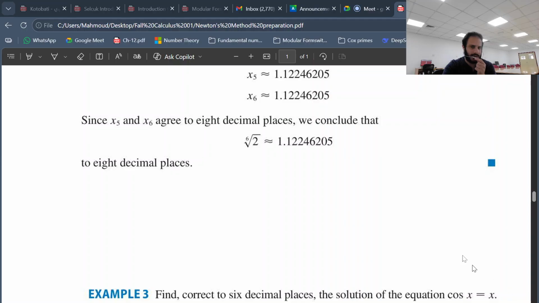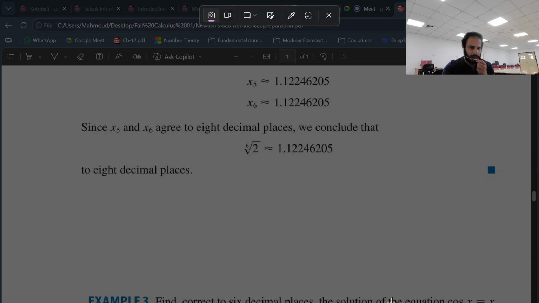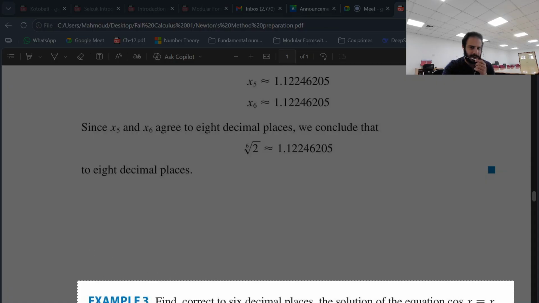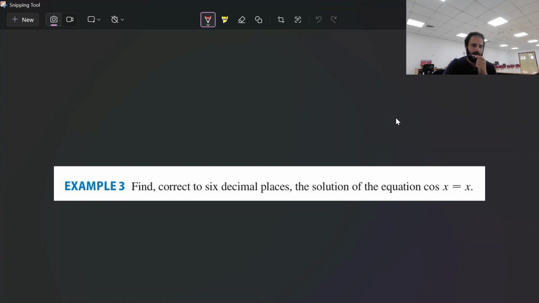Now this example, cosine x equals x. We will not have enough time to solve the whole example, but we will explain some ideas again. There is another method to estimate the value of x1. You can draw the graph of y equals cosine x, and the graph of y equals x. Then you can estimate the solution and choose your estimation as x1 and use Newton's method.